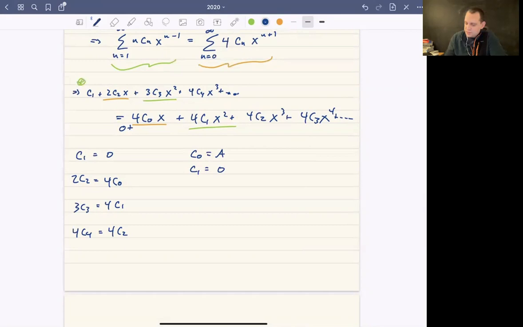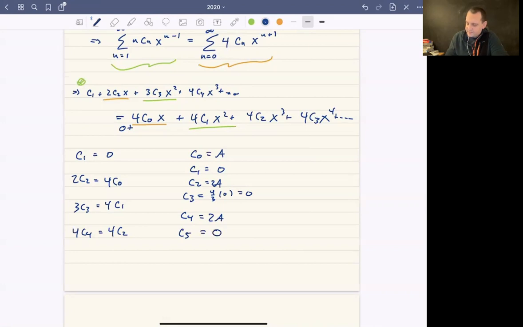C3, well, C2 is going to be 2A. C3 is going to be 4/3 times C1, but that's just 0. C4 is going to be the same as C2, so that's 2A.